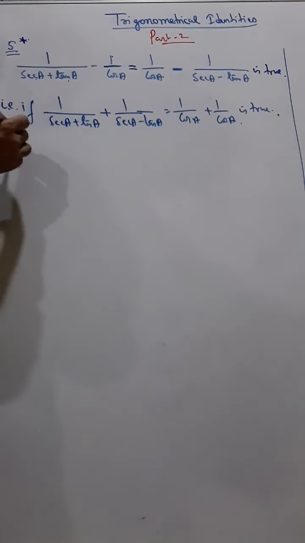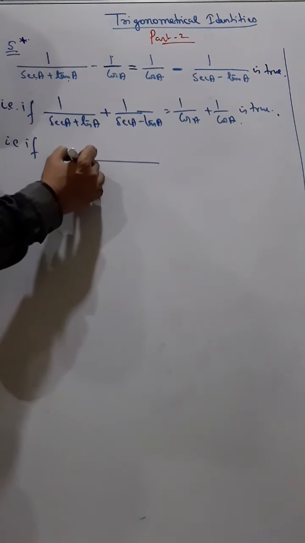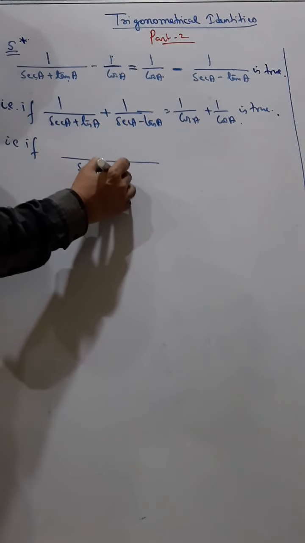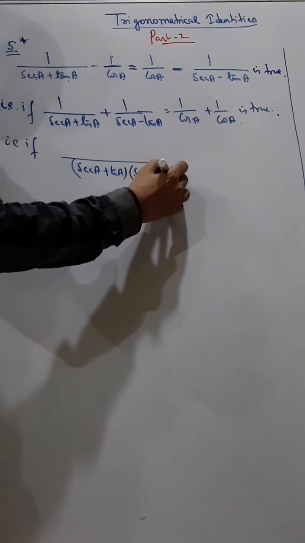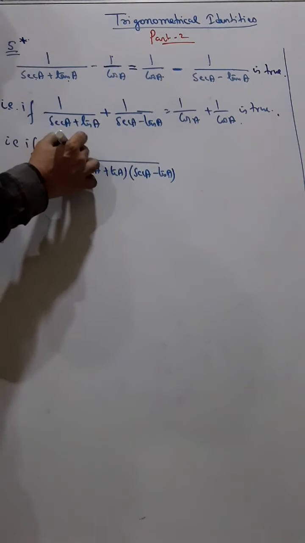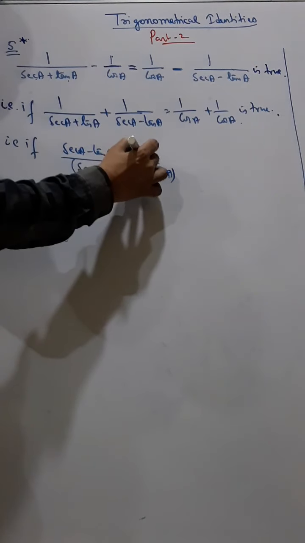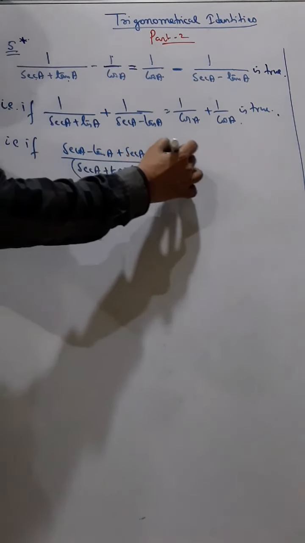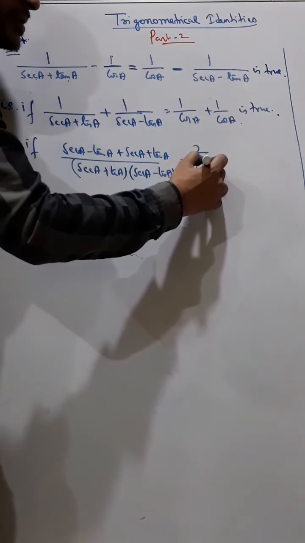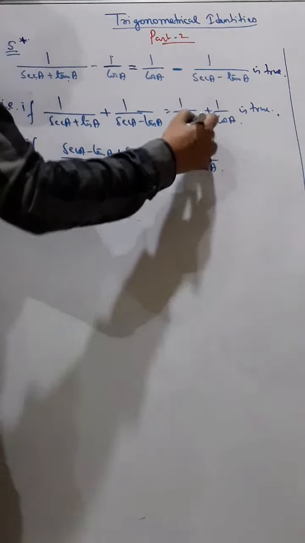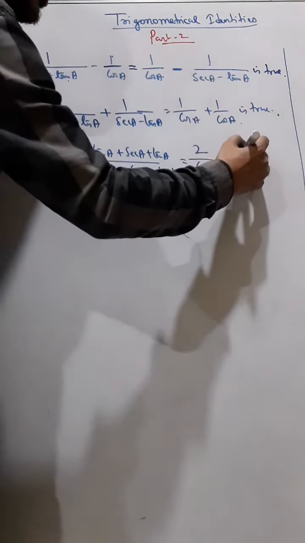Understand? Just follow. Again we can say that, now if I take LCM, I get sec a plus tan a and sec a minus tan a, and here what we got, sec a minus tan a plus sec a plus tan a, and 1 by cos a plus 1 by cos a, I can write it as 2 by cos a. Okay, you can take LCM, or normally you can understand it's 2 by cos a. So that is also true.